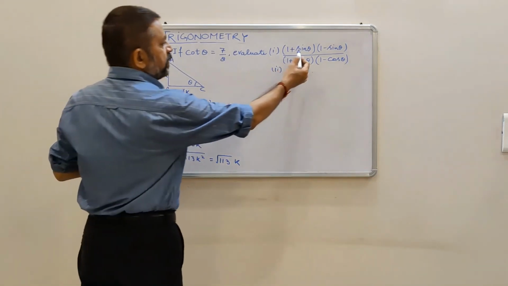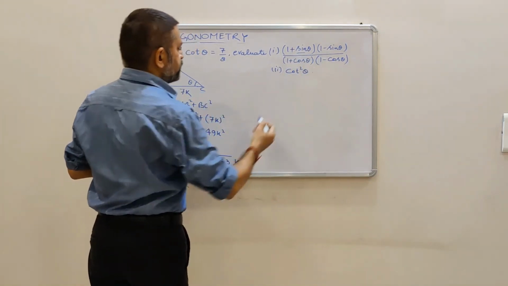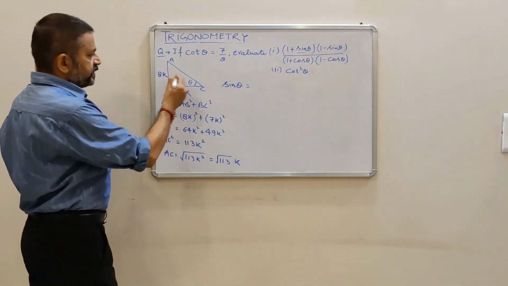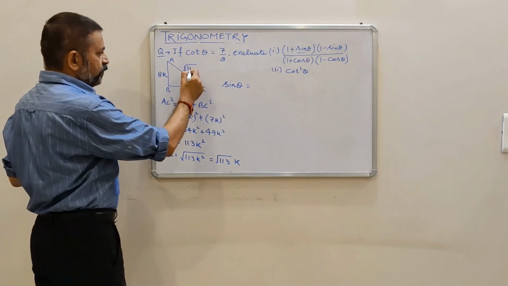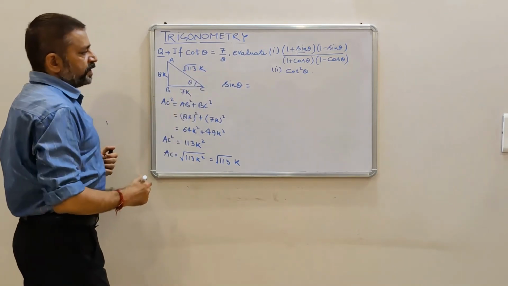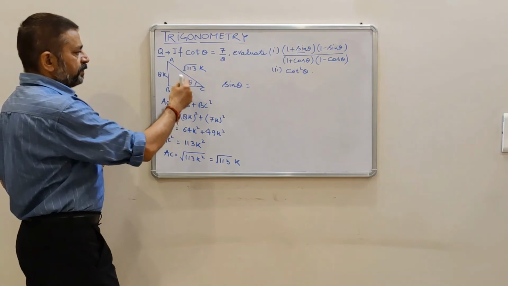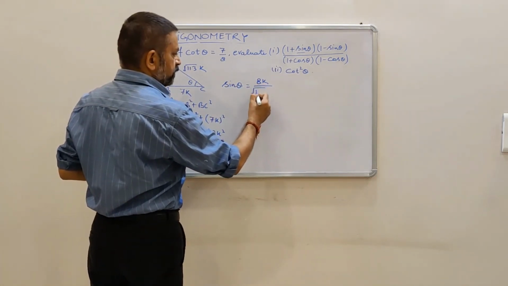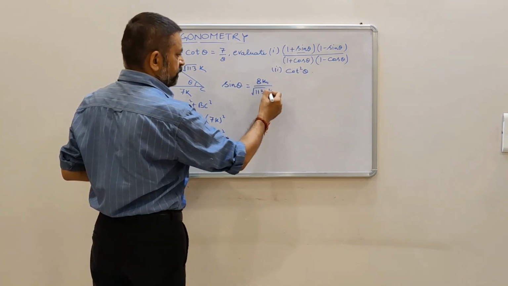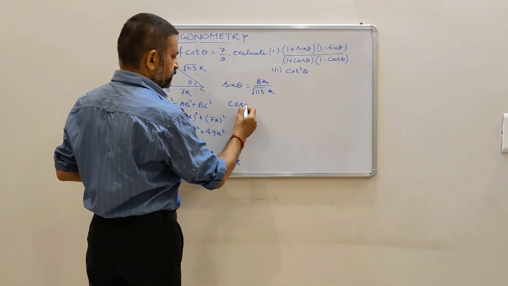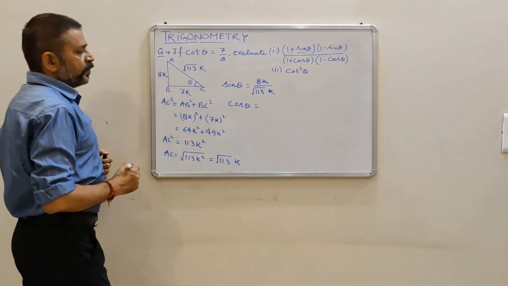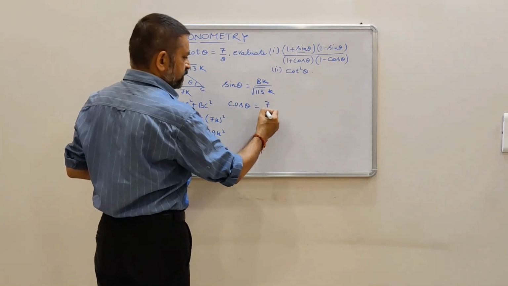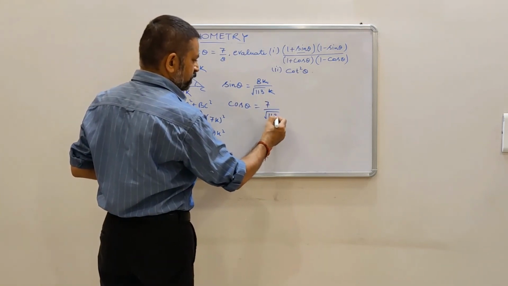Now we have the sides, so just calculate sine theta from the figure. AC is root of 113k. What is sine theta? Opposite upon hypotenuse, 8 upon root 113k. K will be cancelled out. Similarly, cos theta. What is cos theta? Cos theta is adjacent upon hypotenuse, so it's 7 upon root 113.